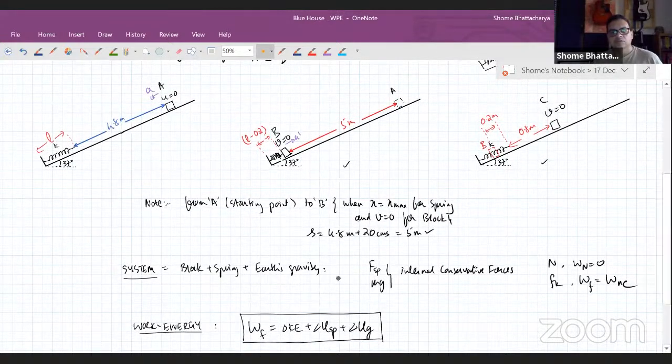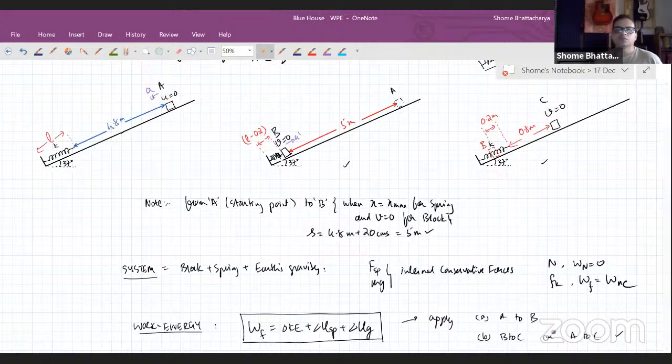Okay. So now we will apply this once from A to B and then from B to C, or we can even apply it directly from A to C. That's the interesting thing. So now apply this A to B and secondly B to C, or you can even apply it directly from A to C. Okay, and this will be an even better way of going about it.